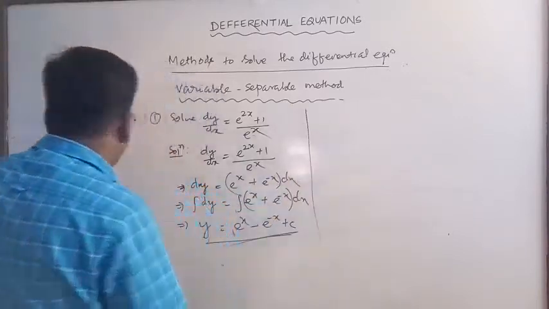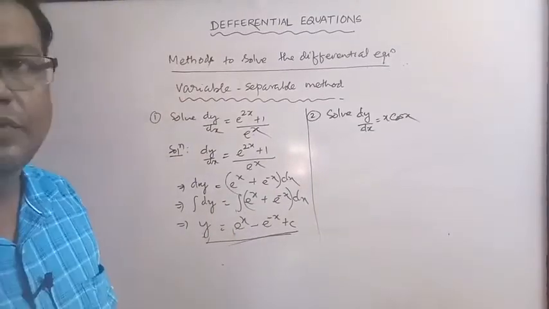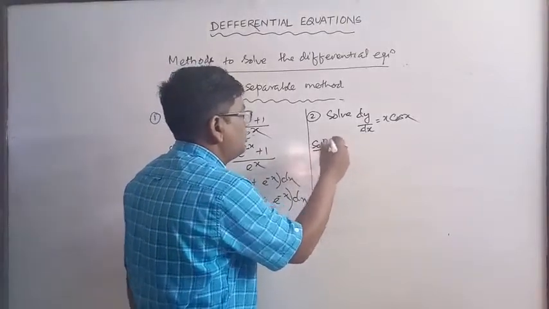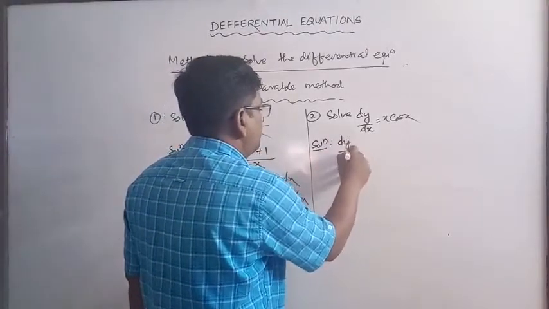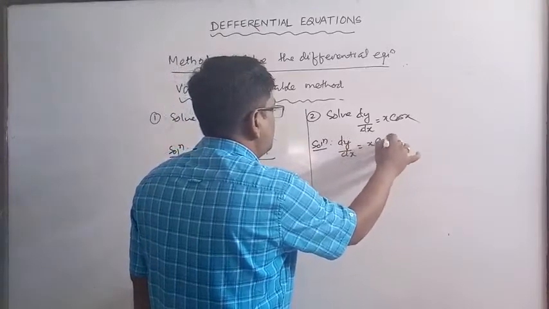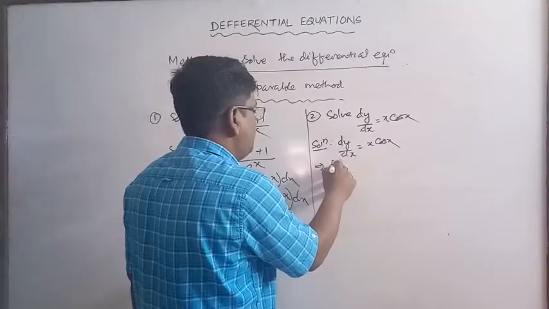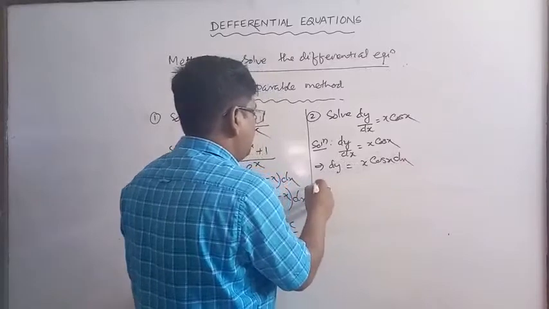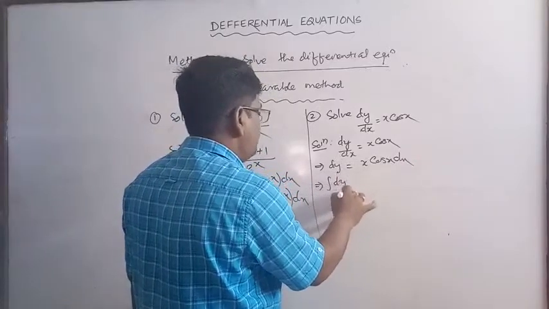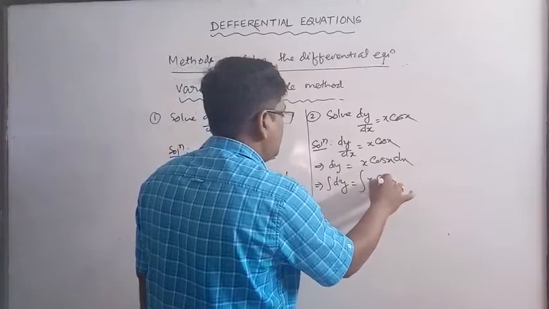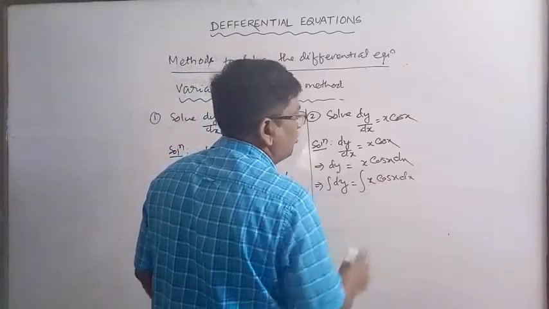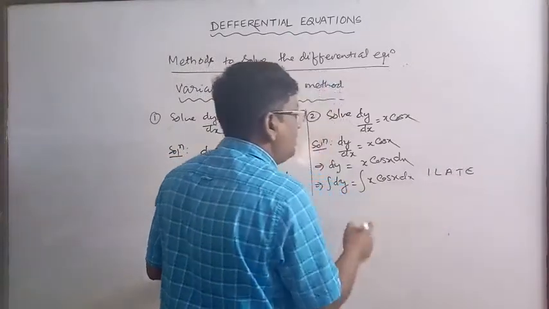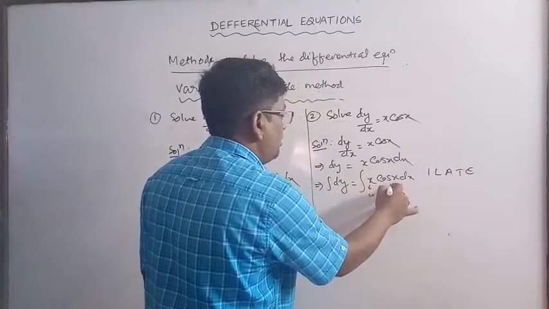Now another question. Solve dy by dx is equal to x cos x. Solution: dy by dx is equal to x into cos x. That implies dy is equal to x cos x dx. Integrating both sides, integration dy is equal to integration of x into cos x dx. This is a product of two functions, so let us apply the rule, algebra and trigonometry. This is u and this is v.